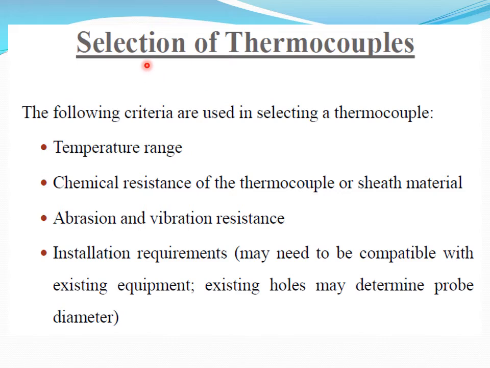What are all the things we have to consider while selecting a thermocouple? First is the temperature range you are going to measure. Second is the chemical resistance of the thermocouple or sheath material. If it is a corrosive environment, a suitable thermocouple has to be selected. Third is abrasion and vibration resistance. Where the environment is abrasive or has vibration, you have to select the thermocouple accordingly.